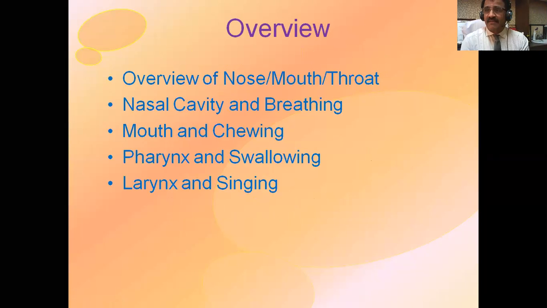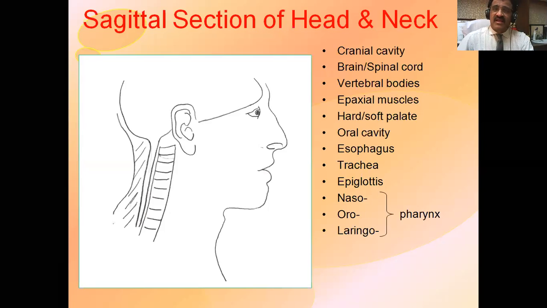Let us have some review of the nose, mouth, and throat. The nasal cavity is required for breathing, the mouth for chewing, the pharynx for swallowing, and the larynx for singing and speaking. Before that, we should understand the position of all the structures in a sagittal section of the head and neck from top to bottom.